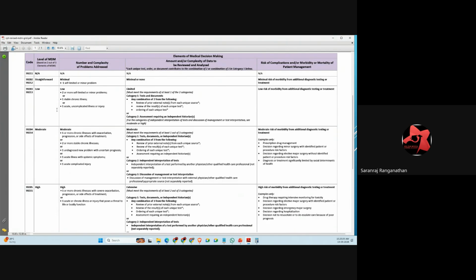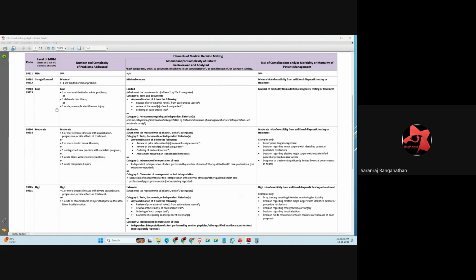It is similar to the COPA table, but when you compare the data with the risk, again, the level names will be changed. That is a little mandatory. So we always need to understand what is limited, what is moderate, and what is extensive. This is based on this table only. We are going to learn entirely about the E&M today.